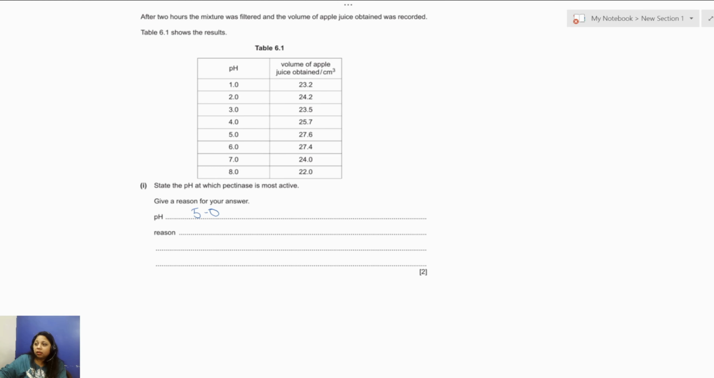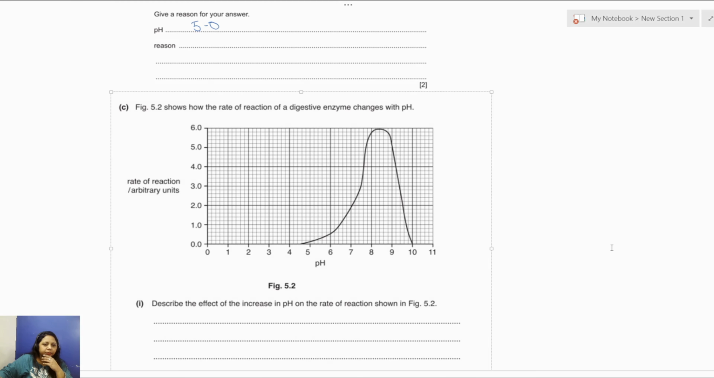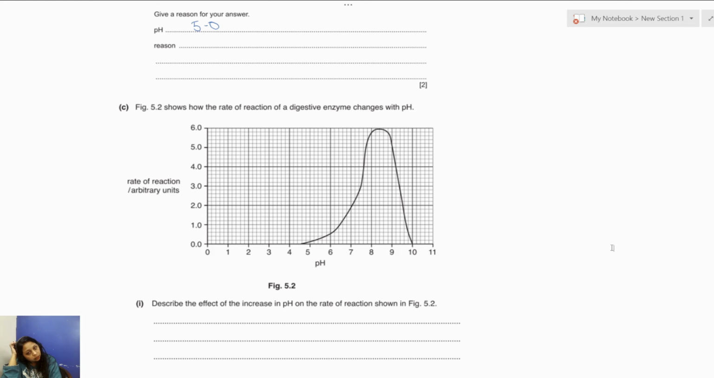Now there is another graph related to pH, and the question is to describe the effect of pH. Okay, the questions are mostly about pH instead of temperature. Describe the effect of an increase in pH on the rate of reaction. Now in a description you have to give all the values: where the activity started, where it's maximum and where it's the lowest.